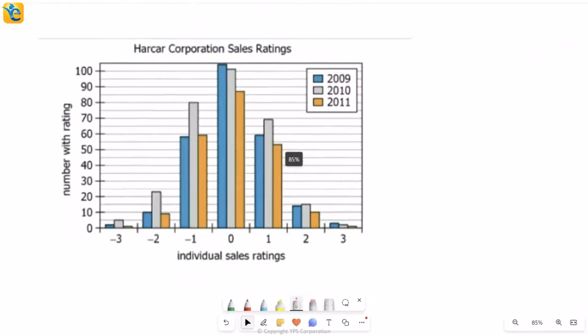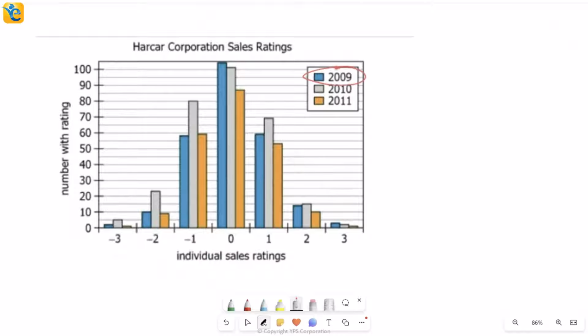Then if I look at zero rating for 2009, at the end of 2009, notice that the blue bar here reaches almost at the top. This is close to 105, maybe 104. This means that in 2009, the ratings that were assigned, 104 employees of the sales staff, 104 members there, they got a rating of zero in 2009.